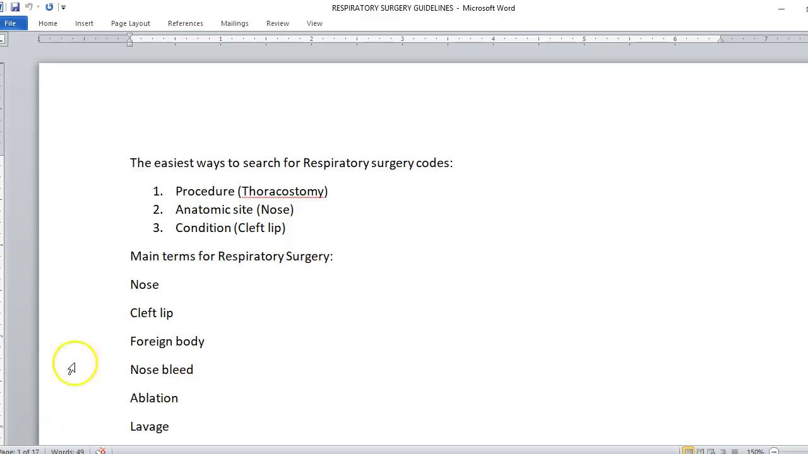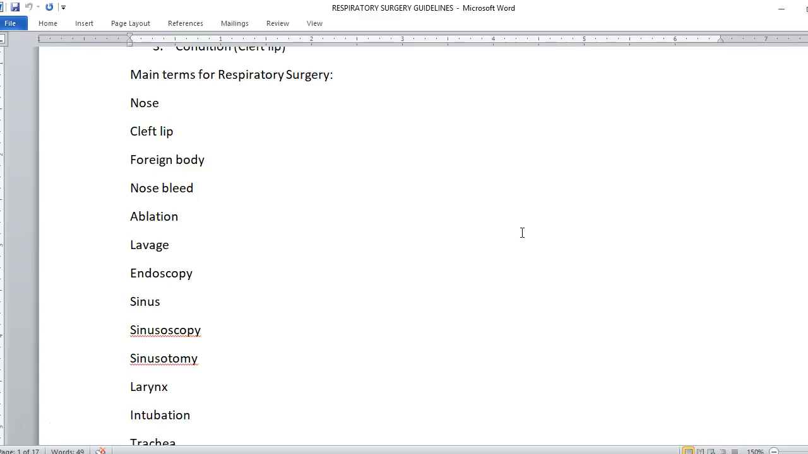Okay, so here are some of the big ones that you're going to see for main terms. If we're dealing with the nose, look up nose. You can also look up lip, cleft lip. Foreign body is a big one because we remove foreign bodies from the nose. Nose bleeds, we pack those. Different ablations, lavage. Lavage is washing.